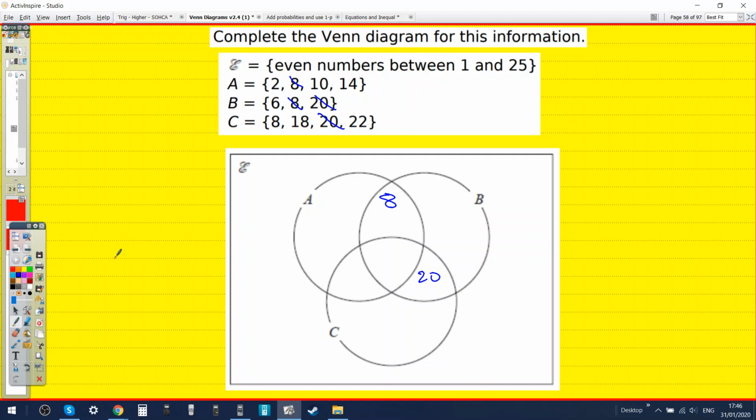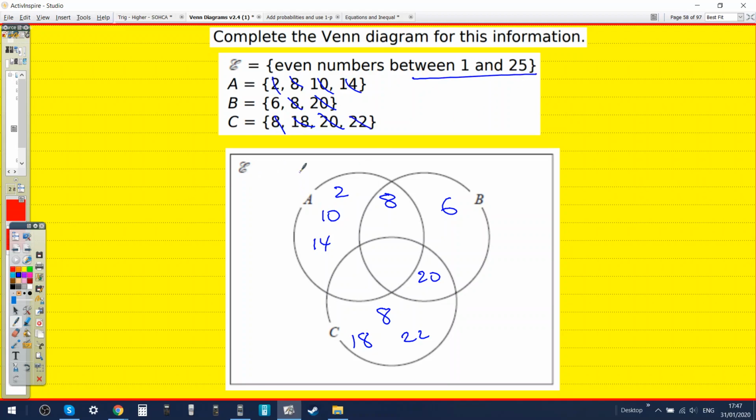Okay. 2, 10, 14 in A afterwards. 6 in B. And 8, 18, 22 in C. And did A and C have anything in common? 2, 10, 14, nope. Okay, is that it? Yes.